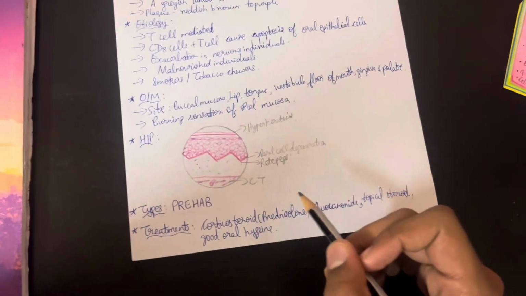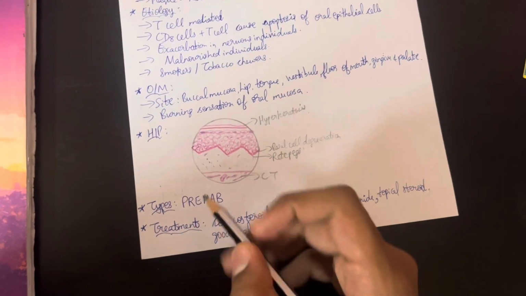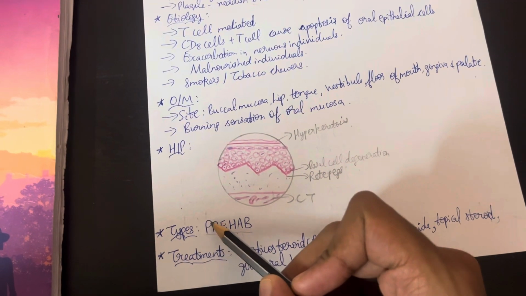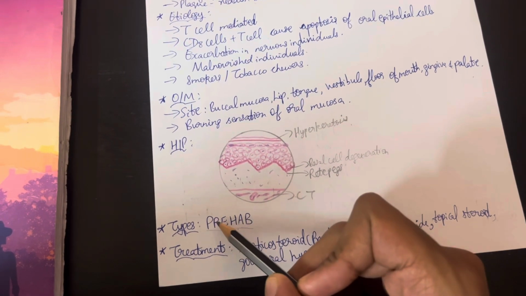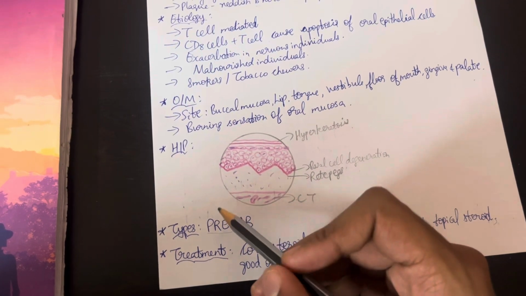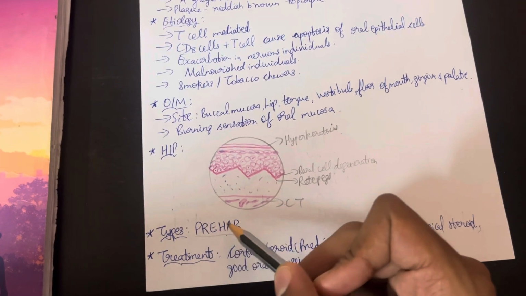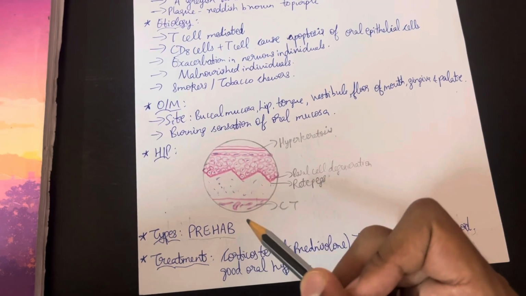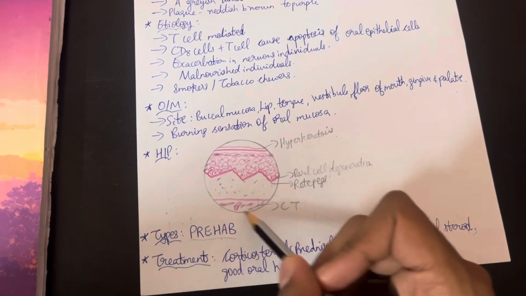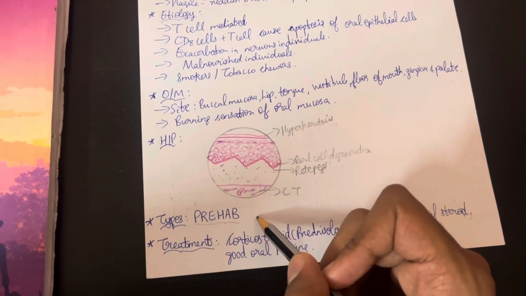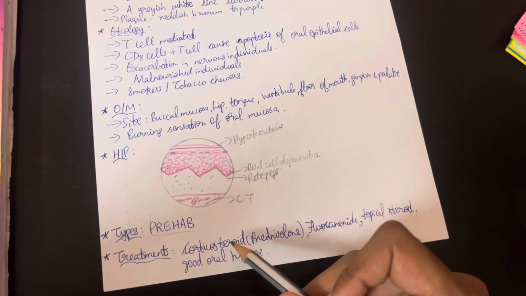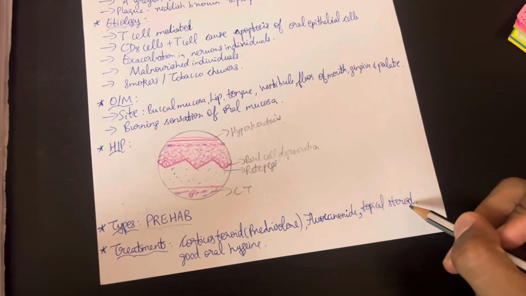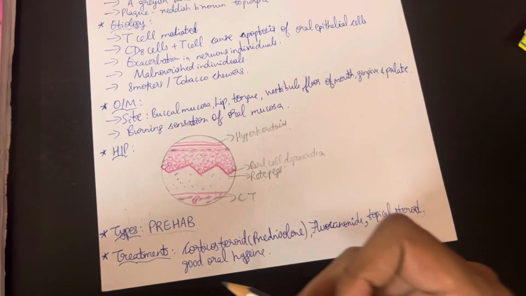Now the types. Here's an easy mnemonic for the types. It is called PREHAB. P for papular, R for reticular, E for erosive, H for hypertrophic, A for atrophic, and B for bullous. So these are the types of lichen planus. Easy to remember, right? Okay, so the treatment is basically corticosteroids along with topical steroids and maintaining good oral hygiene.